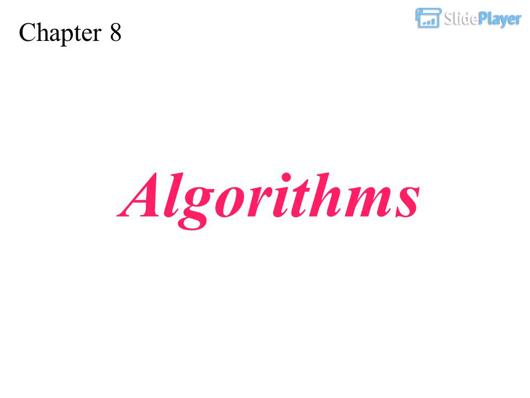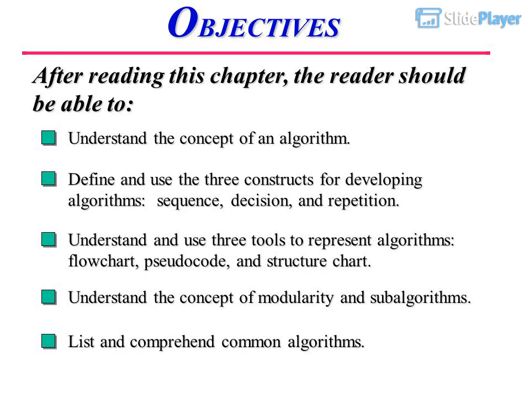Chapter 8. Algorithms. Objectives. After reading this chapter, the reader should be able to understand the concept of an algorithm, define and use the three constructs for developing algorithms: sequence, decision, and repetition. Understand and use three tools to represent algorithms: flowchart, pseudocode, and structure chart. Understand the concept of modularity and subalgorithms. List and comprehend common algorithms.